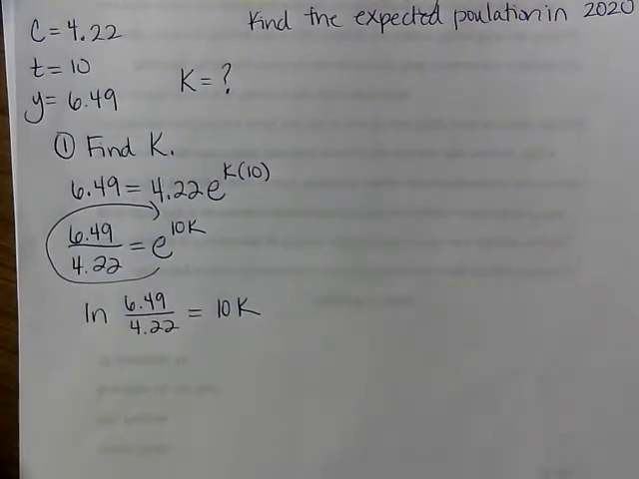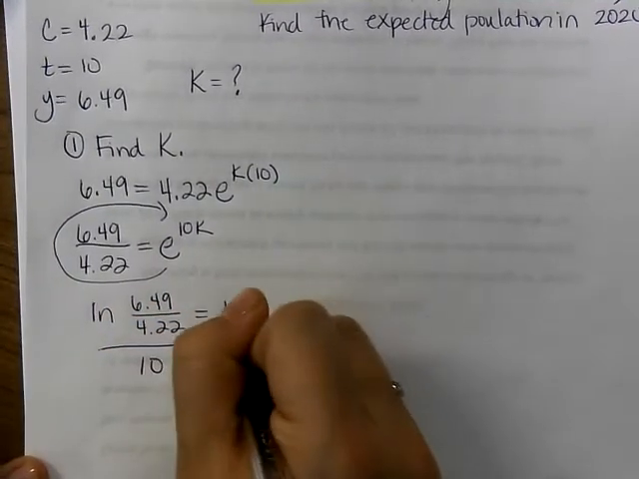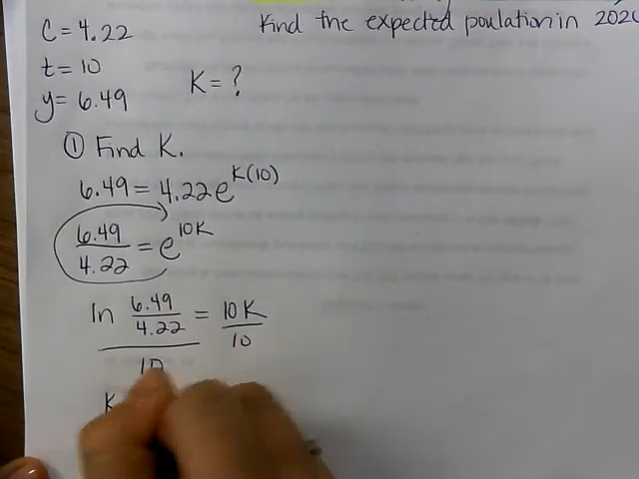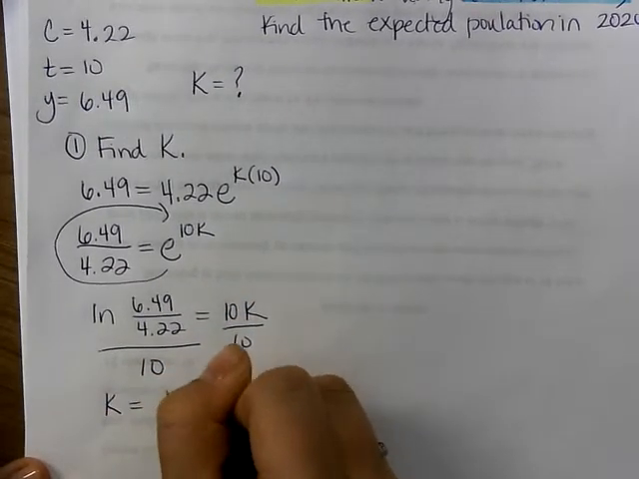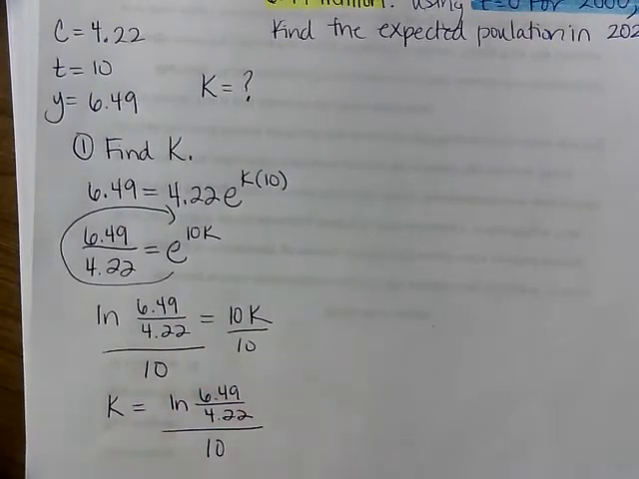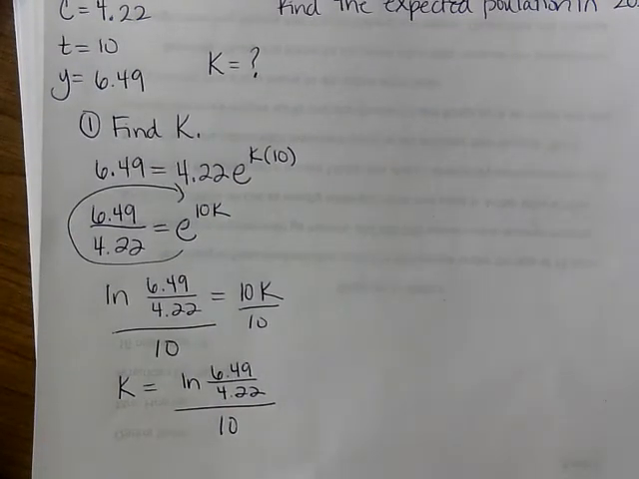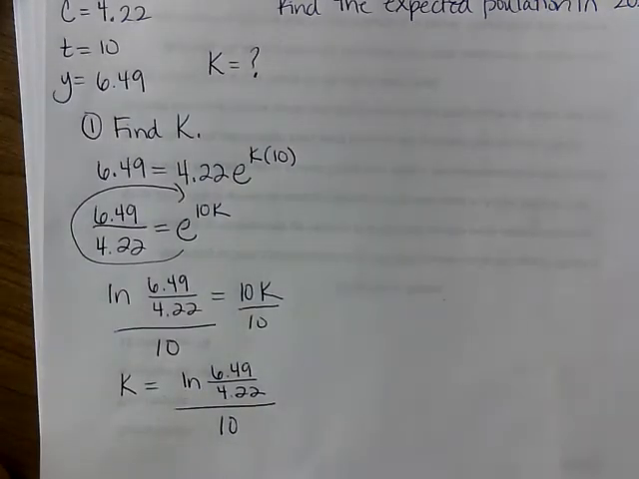What's the last step? Just divide by the 10, right? So I divide by 10, and now k is equal to the natural log of 6.49 divided by 4.22, all divided by 10. Now this is my most accurate representation for my constant k. However, for our purposes and the test, to make it easier to grade and calculate, I'm going to have you round to the 4th decimal. So in your calculator right now, please figure out what this is.